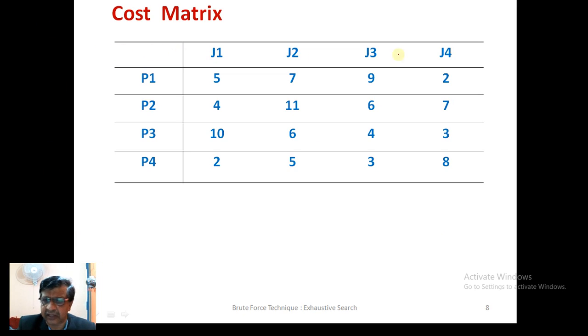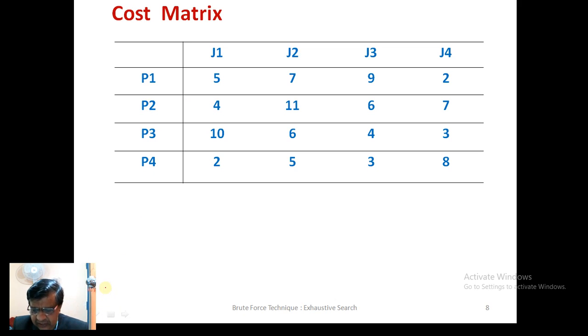These are the jobs: job 1, job 2, job 3, job 4, and person 1, person 2, person 3, person 4. If person 1 is allotted job 1, he is going to cost, let us say, 5 crores or $5 or whatever to the company. If the same person P1 is attached to J2, he will cost 7 units of money. Therefore, the problem will appear in the form of a cost matrix, with persons vertically along the rows and jobs along the columns.